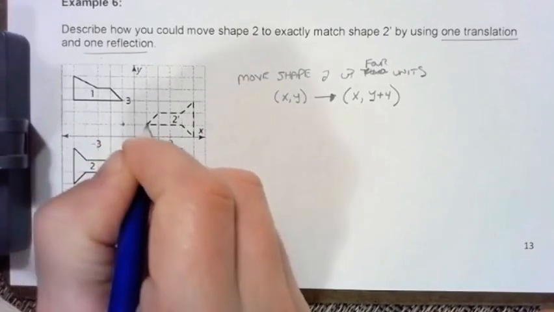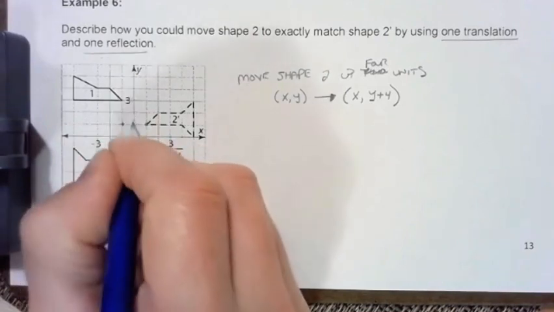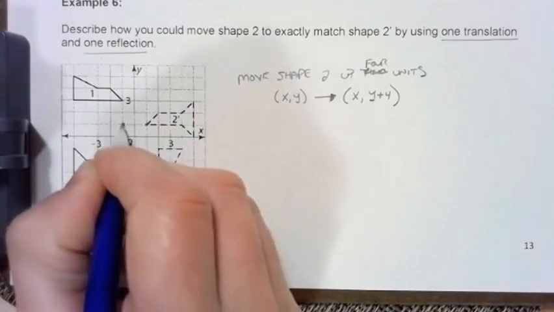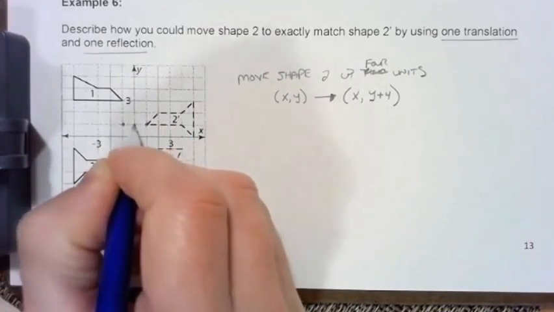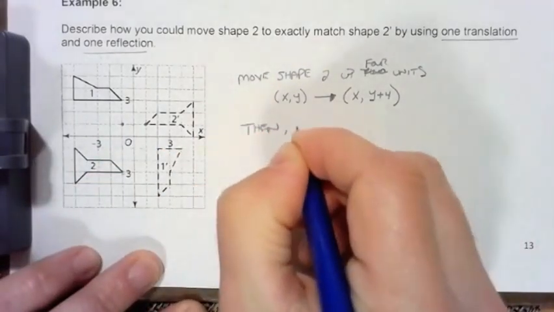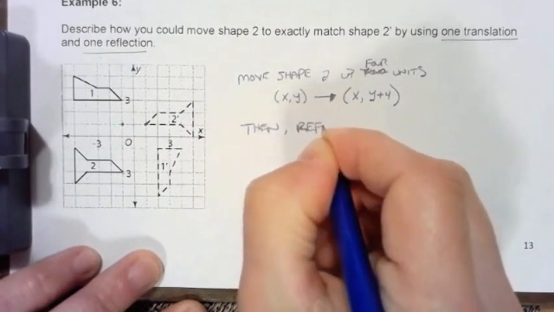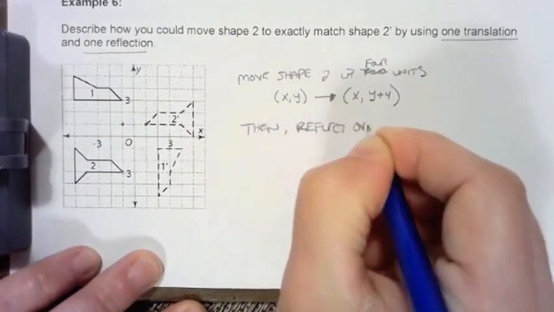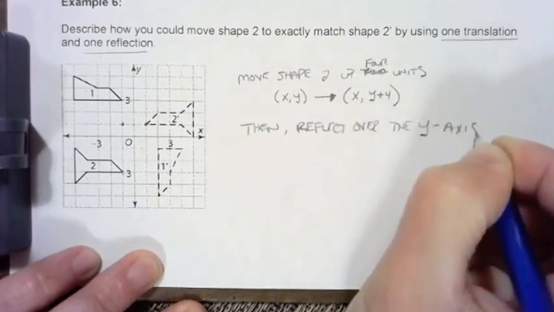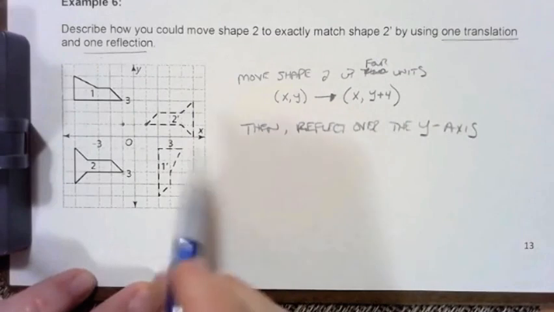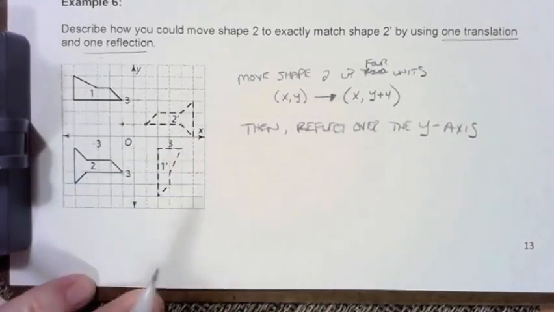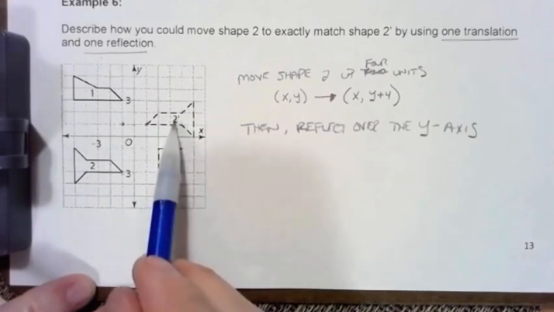Now I need to get it to this point here, and I would do that by reflecting it over the y-axis. This point here is 1 to the left of the y-axis. This point here is 1 to the right. So then I would reflect over the y-axis. Okay, so first taking this shape and moving it up 4 units and then reflecting over the y-axis would get us right to shape 2 prime.